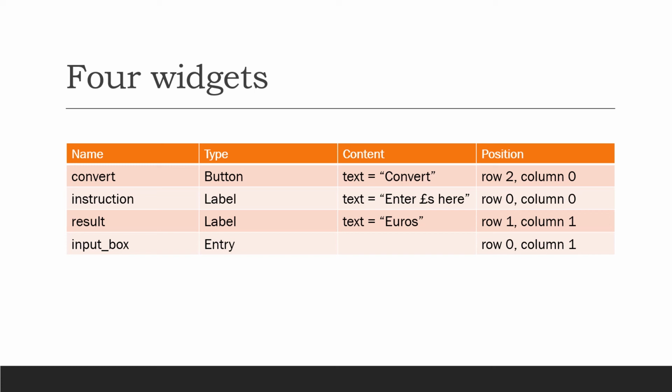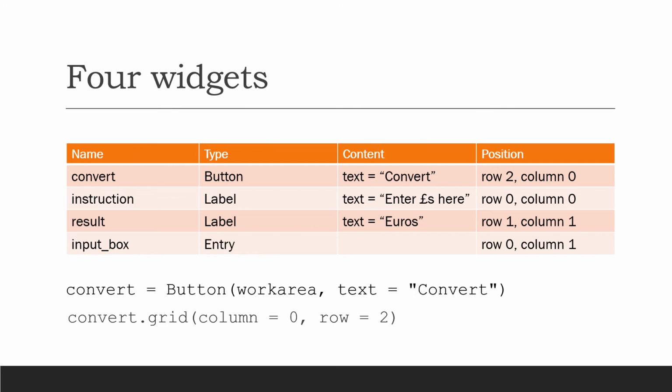The first 3 are going to have a little bit of text on them, and there are the positions that I've already worked out from my grid. Okay, so here's your task. Those are the lines to create the first of those 4 widgets, the convert button. Create Python lines to add the next 3 widgets. So stop the video, go and do that now. Obviously the answer's on the next screen.